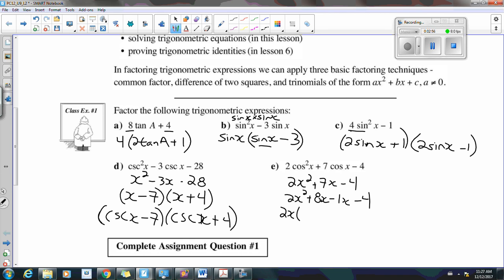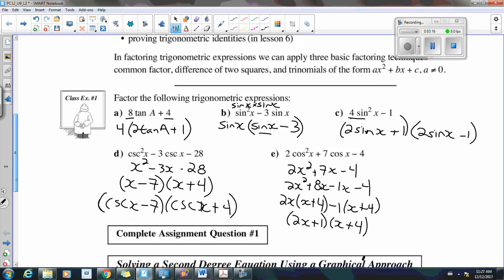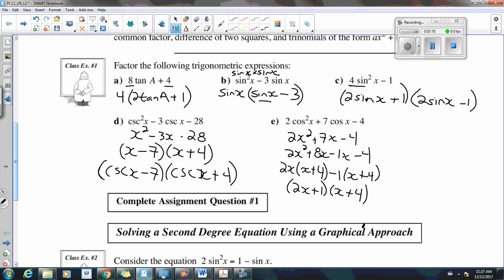Factor out the greatest common factor from each pair of terms. Oops, plus 4. Here the only thing I can factor out is a minus 1. This makes my two factors 2x plus 1 and x plus 4. But I didn't start with x there, I started with cos x. So my two factors are 2 cos x plus 1 and cos x plus 4. So now we've practiced factoring because we are going to need this when we're solving these second degree equations algebraically.